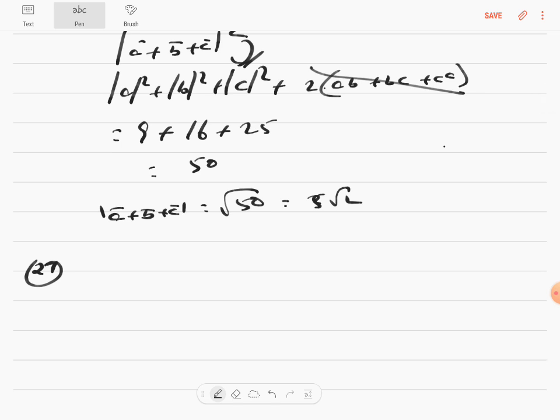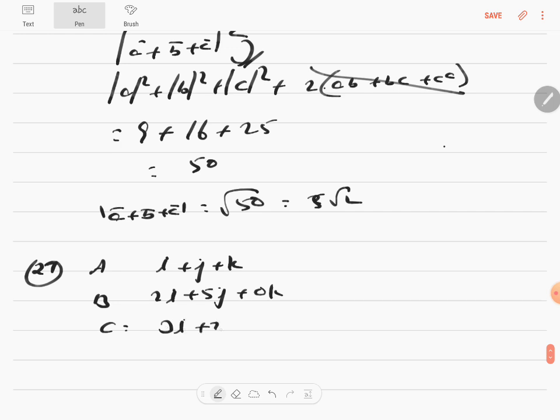Wherein they've given 1, 2, 3, 4 vectors. The position vectors of A, B, C, D have been given. Find the angle between AB and CD. So let's write that. What is A vector? A vector is given as i plus j plus k. B vector is given as 2i plus 5j, which means plus 0k. C vector is given as 3i plus 2j minus 3k. D vector is given as i minus 6j minus k. So you have A, B, C, D as the different vectors.